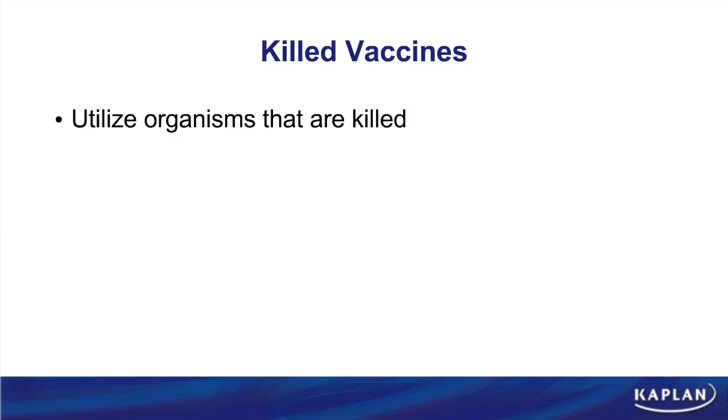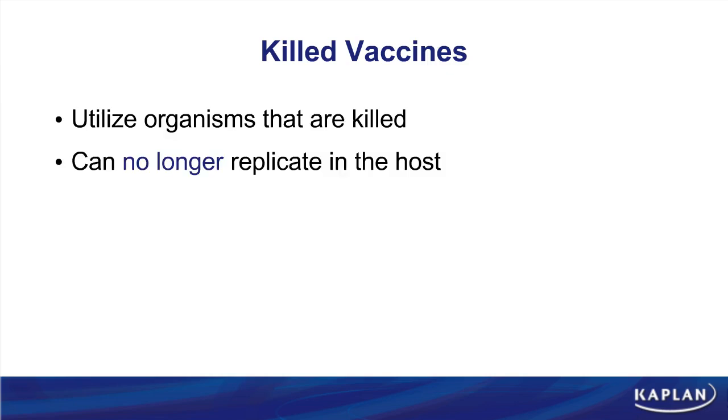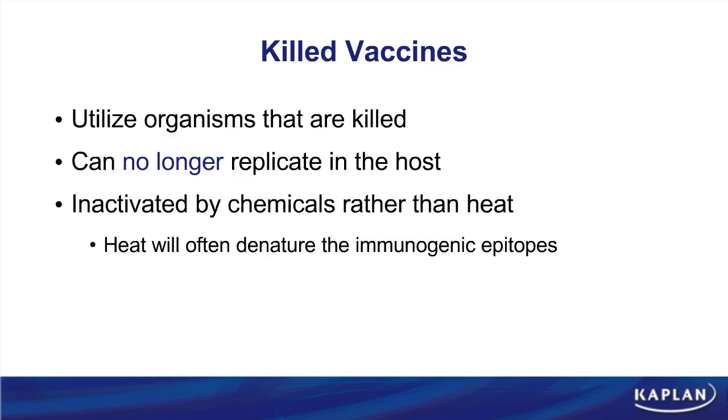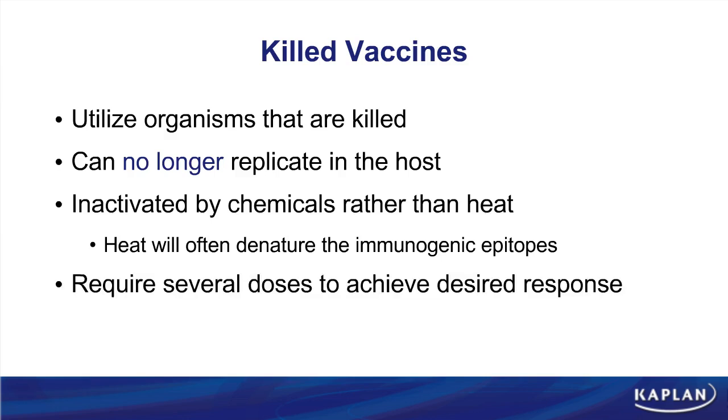Another vaccine type would be the killed vaccines. And the killed vaccines essentially just use whole organisms that are killed, usually not by heat. They can no longer replicate, so in general they're very safe. And as I just mentioned, they're inactivated usually by chemicals rather than heat, because if you think about what happens when you fry an egg, you're denaturing those proteins, and actually you are destroying the immunologic epitope. The difference, if you're comparing live and killed vaccines on a few concepts, is that killed vaccines require several doses to give you the desired response.